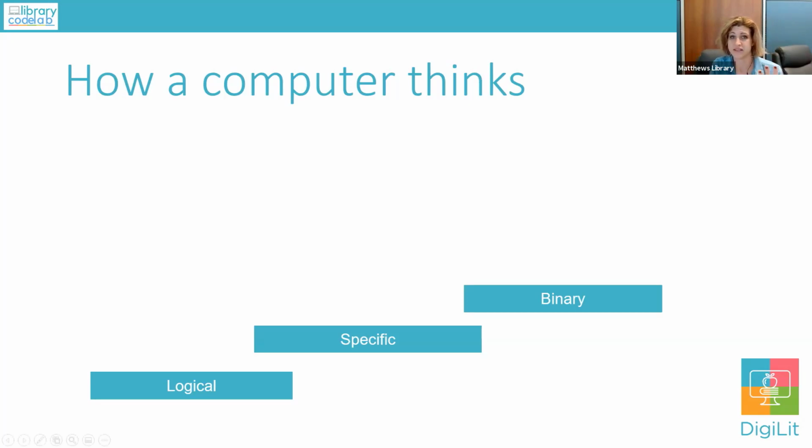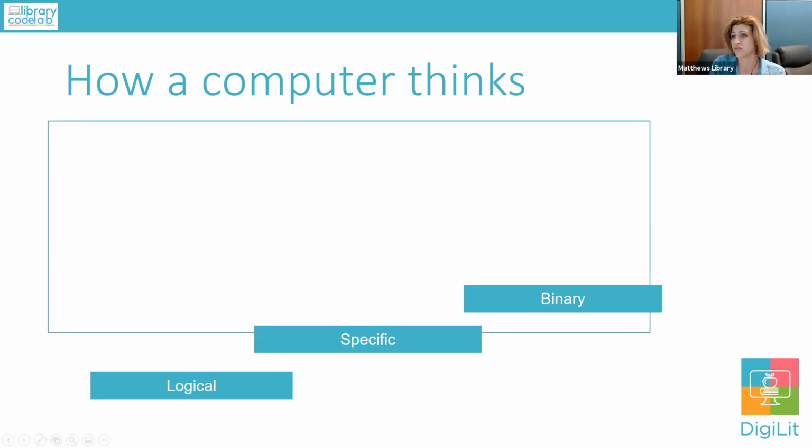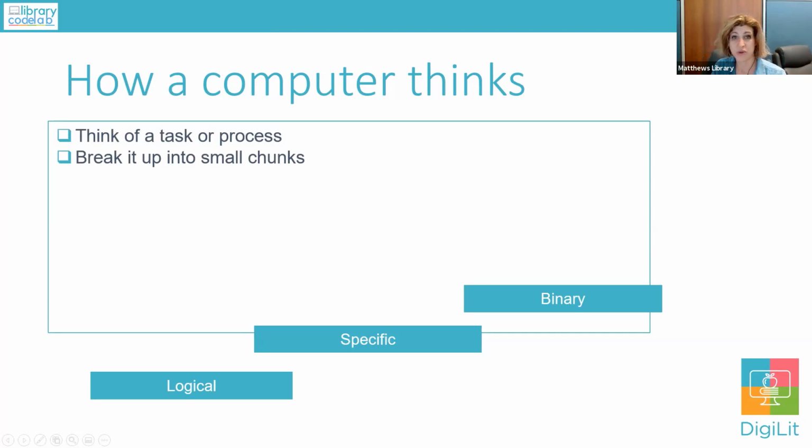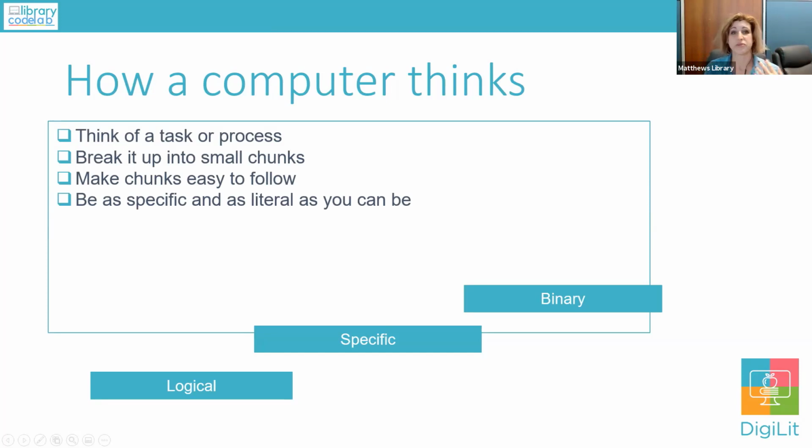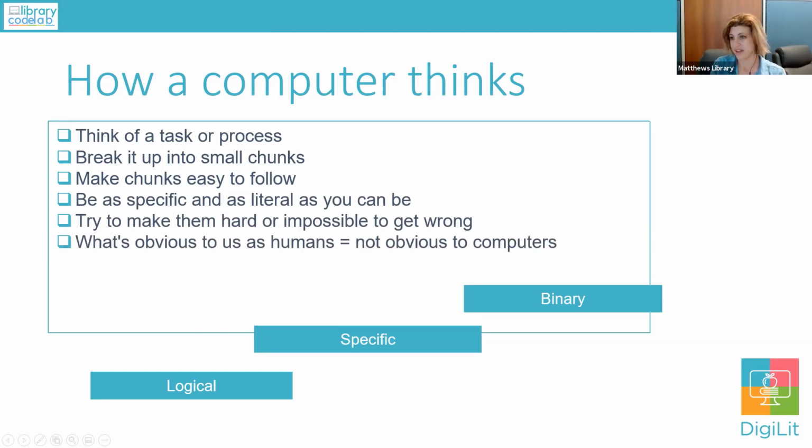Basically, a computer needs us to translate our human speak into instructions that they can understand. So just trying to get into the mindset of how a computer thinks, just think of a task or process. You want to break it up into small chunks, make those chunks easy to follow, be as specific and literal as you can be, and try to make them hard or impossible to get wrong. And what's obvious to us is not going to be obvious to computers.